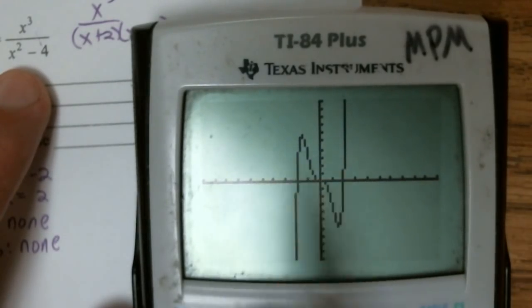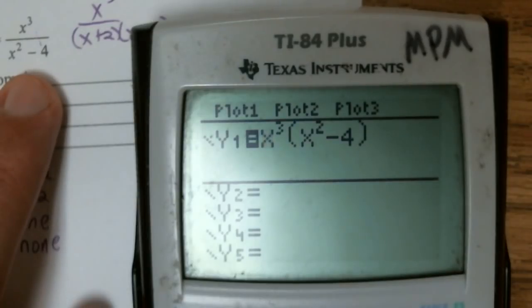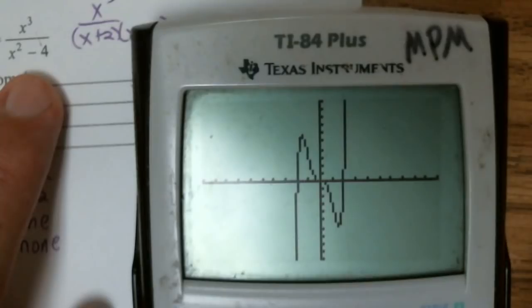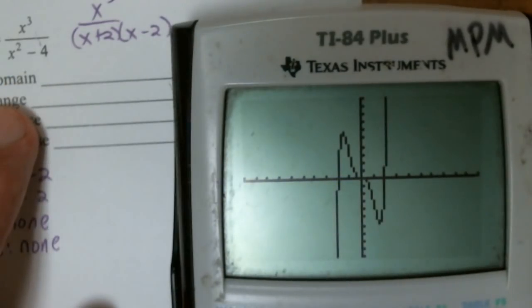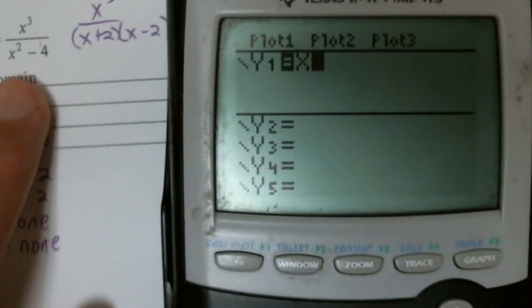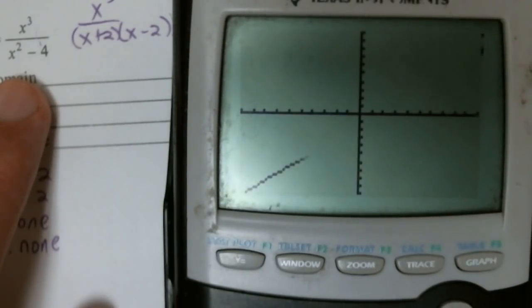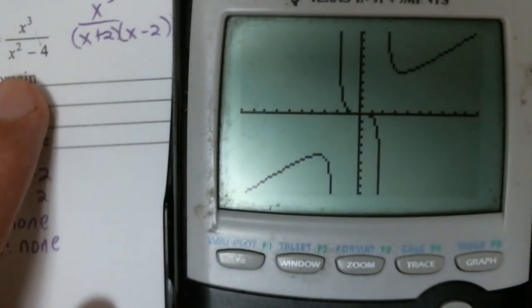And that's a polynomial, so that means I typed something in wrong. Did I type that in right? X cubed divided by x squared minus 4. Yeah, I guess I did graph that right. X cubed divided by x squared minus 4. Yeah, I knew I typed something in wrong. That was a polynomial. I definitely typed something in wrong.